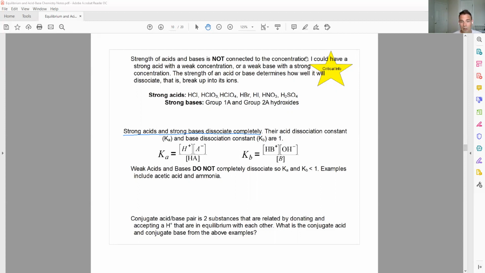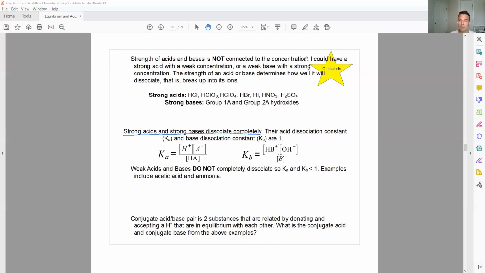So hydrochloric, chloric, perchloric, hydrobromic, hydriodic, nitric, and sulfuric acids are all going to be strong acids and dissociate completely. Strong bases are group 1A and 2A hydroxides. Those are going to be the strong bases.